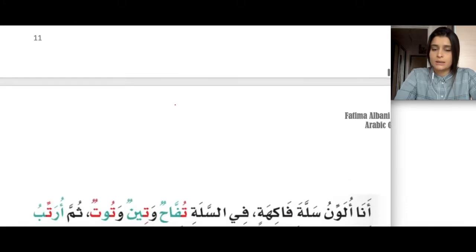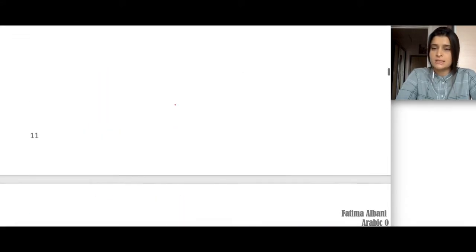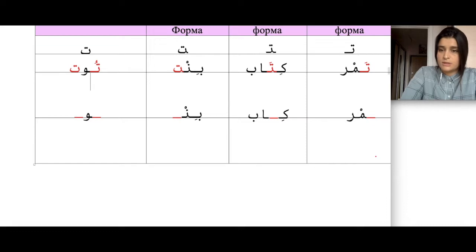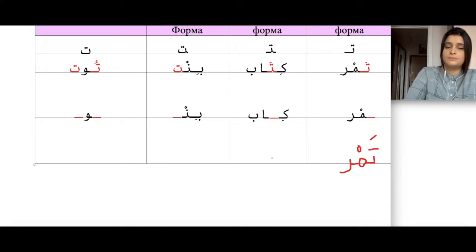And now we will read. First let us write the words together. We will write now the word tamr, which means dates. So this is the m and r. Tamr. As you can see, I connected the dots and made a line like this. So we have Ta. Let's write harakat. Ta, m, r.